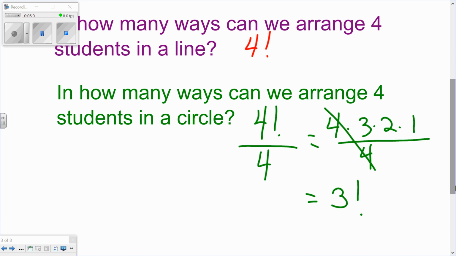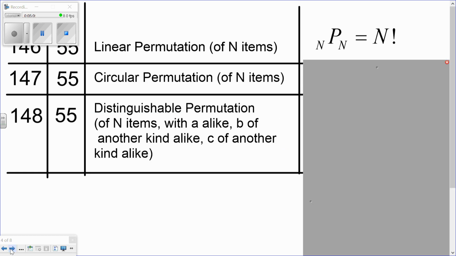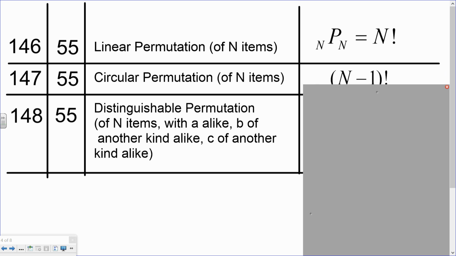So let's add to our formula list. First one is actually review. You already know that if we are arranging in a line, we have n factorial possible ways. And now we are saying for circular permutations, we just take one less and take that factorial. The last formula up here, we will talk about some other examples, and then we will come back to this slide to fill in what I'm talking about with that last formula.